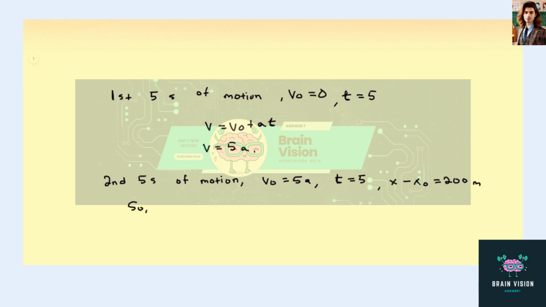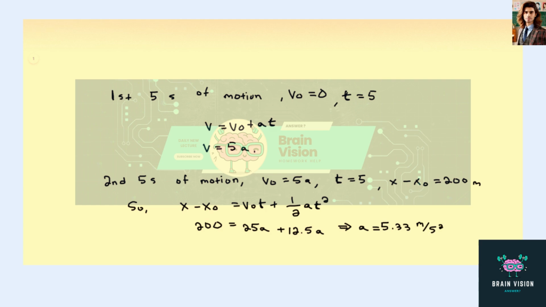So we can use the kinematic equation x minus x naught is equal to v naught t plus 1/2 at squared. And x minus x naught is 200, so I'm going to plug in 200 there. v naught is 5a, and then t is 5, so I get 25a for that term. And then t squared is 25, divided by 2 is 12.5a. And then I can solve this for a. And I get that a is 5.33 meters per second squared.